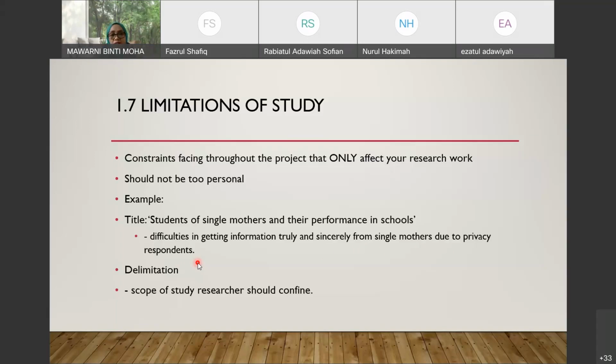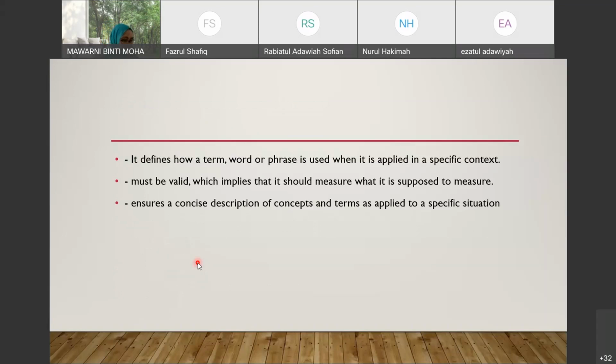So as readers, your supervisor and other people who read your work will see the sincerity of your study. And the limitation is the scope of study that researchers should confine to. You are talking about performance, academic performance, confined within academic performance, not physical activities performance. That's what I meant. So that's the aspect that I want to highlight also.